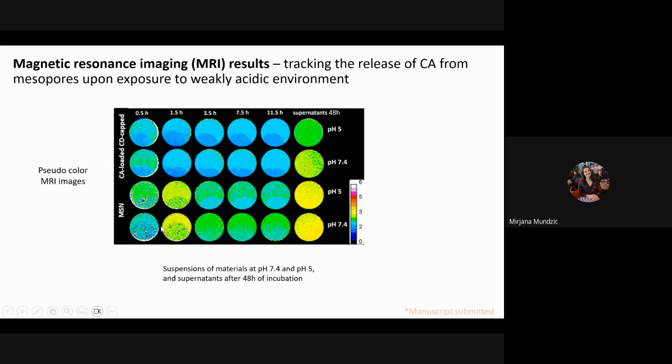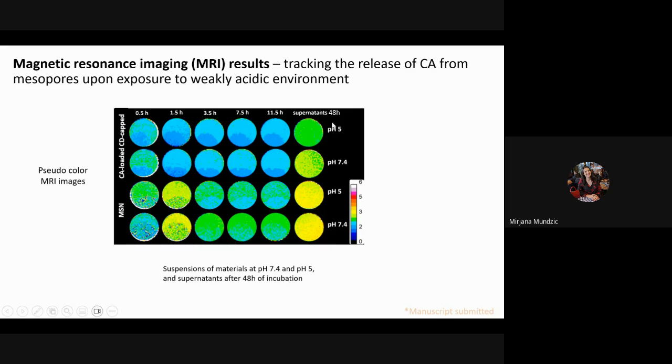We actually used the plain MSN, like the starting material, and we used the material loaded with contrast agent and capped. So here is no chlorotoxin, but never mind. This was all after 24 hours, and after 48 hours, we took the supernatants. And here are the results. So I think these ones are the easiest to read.